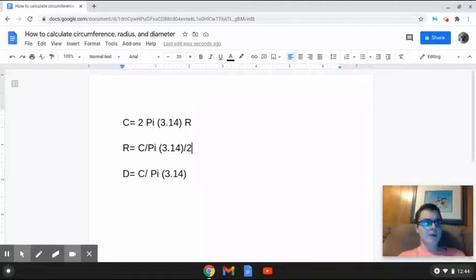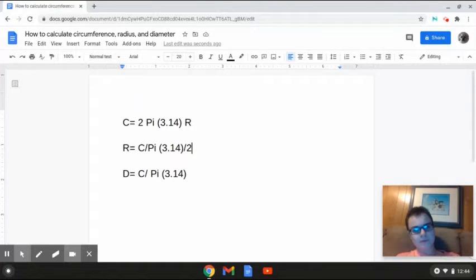Okay, so in a moment, we will be doing an IXL that deals with how to calculate circumference, radius, and diameter. So to calculate circumference, we're going to take 2 times pi, or 3.14, times r, which is the radius. For radius, we're going to take circumference divided by pi, or 3.14, and then divide that answer by 2. And then for diameter, we're going to take circumference divided by pi, or 3.14. So let's try a few problems together.